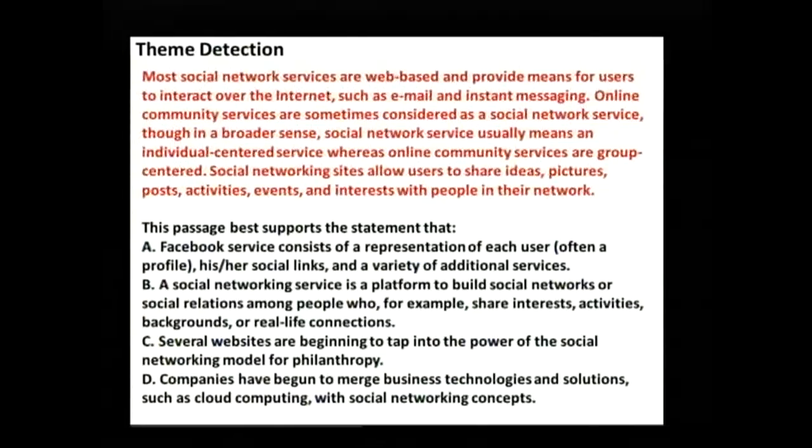Online community services are sometimes considered as a social network service, though in a broader sense, social network service usually means an individual-centered service, whereas online community service are group-centered. Now let's understand what is individual and what is group-centered service. Individual service, say for example, you have created a page on Facebook. You have your individual profile, but you have created a page. Why did you create the page? Because you are a person who is an artist, you are a painter, and you make paintings and you want people to buy. If somebody likes it, they buy it.